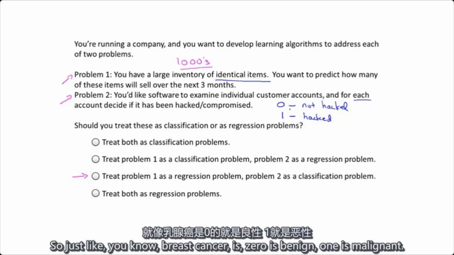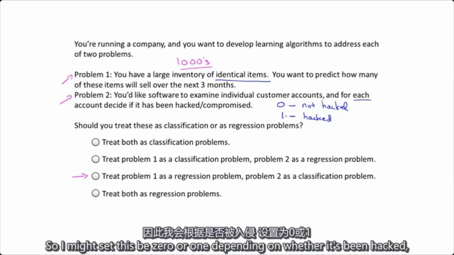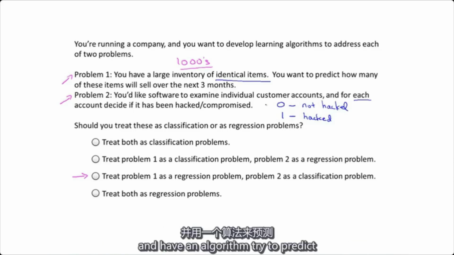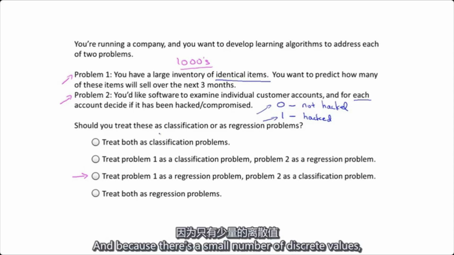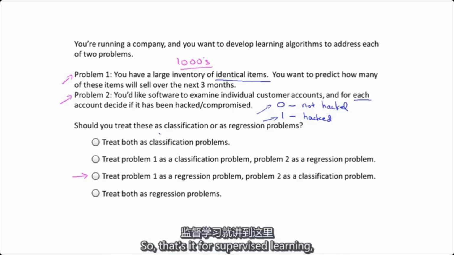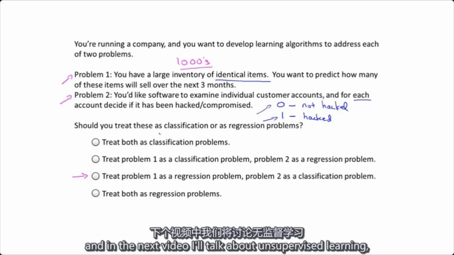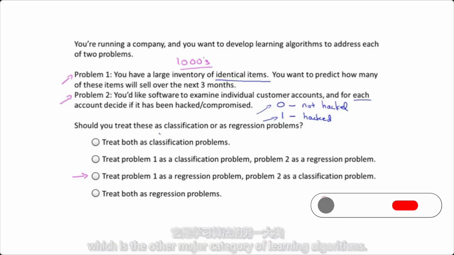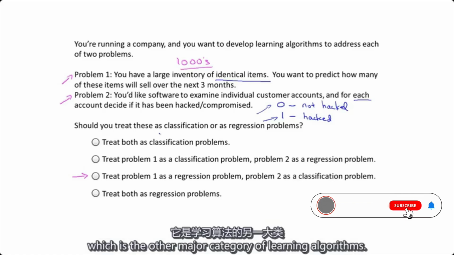So just like breast cancers, right? 0 is benign, 1 is malignant. So I might set this to be 0 or 1 depending on whether it's been hacked, and have an algorithm try to predict each one of these 2 discrete values. And because that's a small number of discrete values, I would therefore treat it as a classification problem. So that's it for supervised learning. And in the next video, I'll talk about unsupervised learning, which is the other major category of learning algorithm.